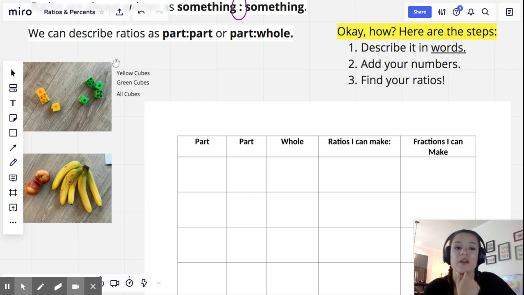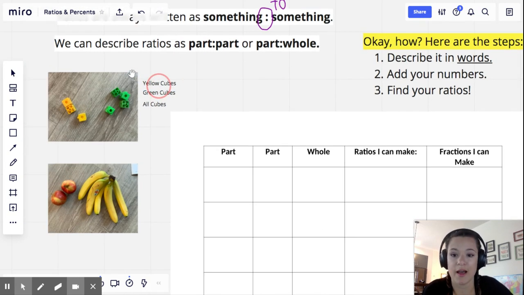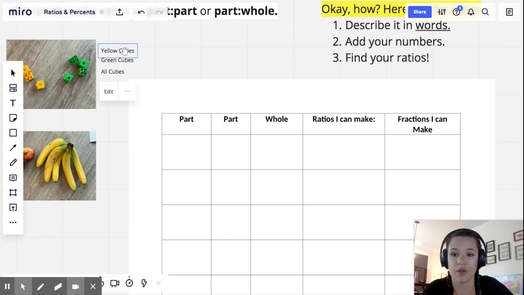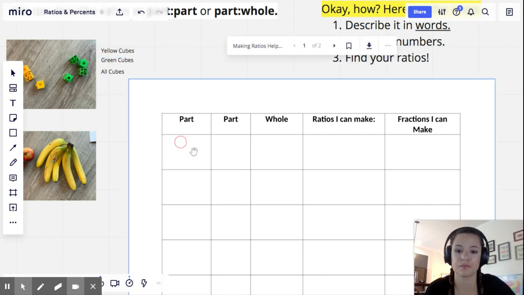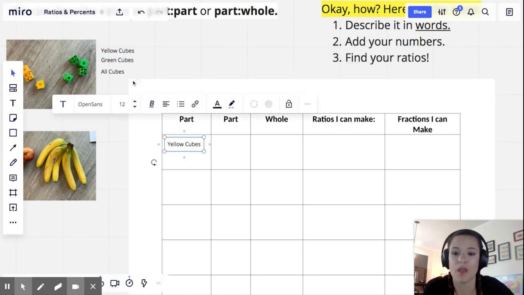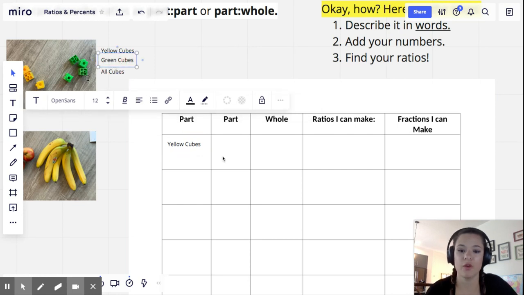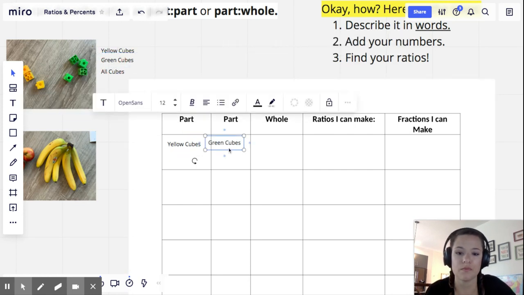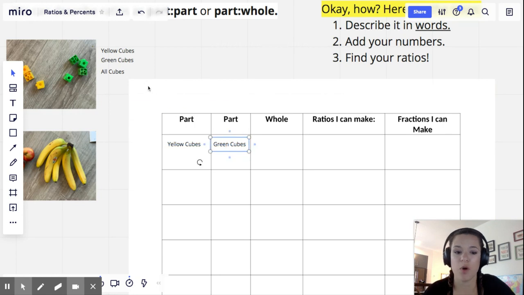Okay, step number 1, look at my pictures here. I'm going to describe these cubes that I have using ratios. First I'm going to describe what I have in words. I have yellow cubes, and I have green cubes. Those are the different parts, the different things that I have in my set.